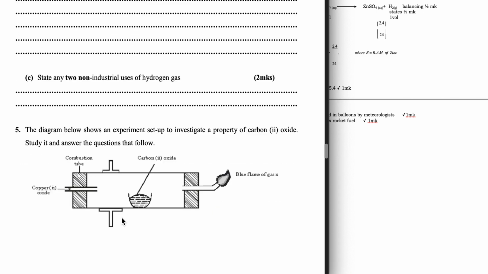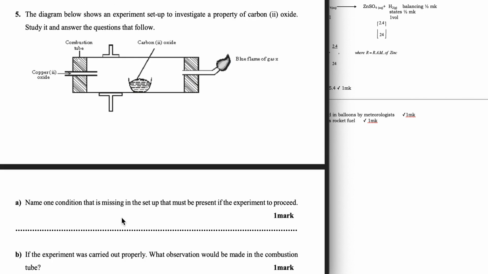Question 5. The diagram below shows an experiment set up to investigate a property of carbon dioxide. Study it and answer the questions that follow. Carbon dioxide, combustion tube, carbon dioxide. Then we have a blue flame of gas X.